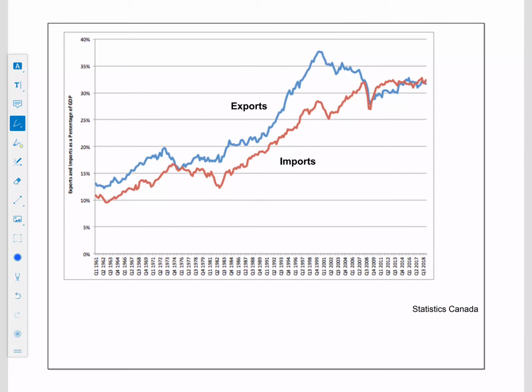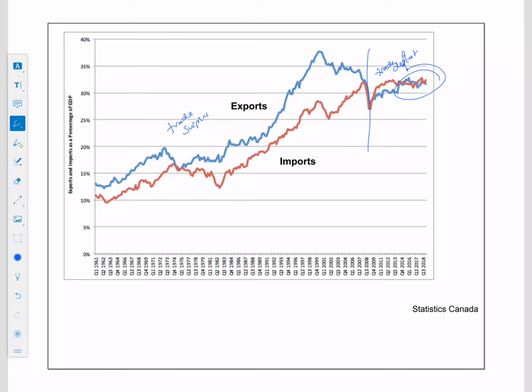Here's our exports and imports over time. Currently, where are we in terms of our balance of trade? We can see that throughout the 60s, exports were more than imports, as well as the 70s and 80s. So we had a long period of trade surplus. And then as we look into the 2000s, we can see a period where we have a trade deficit. Here's trade surpluses. And lately, we've been going back and forth between trade deficits and trade surpluses.